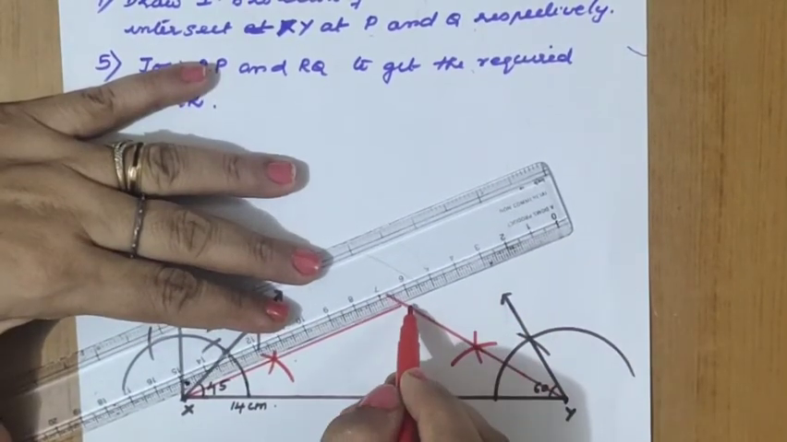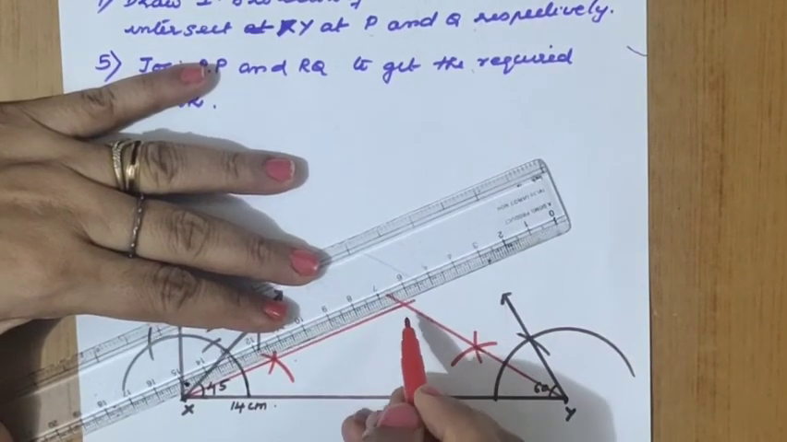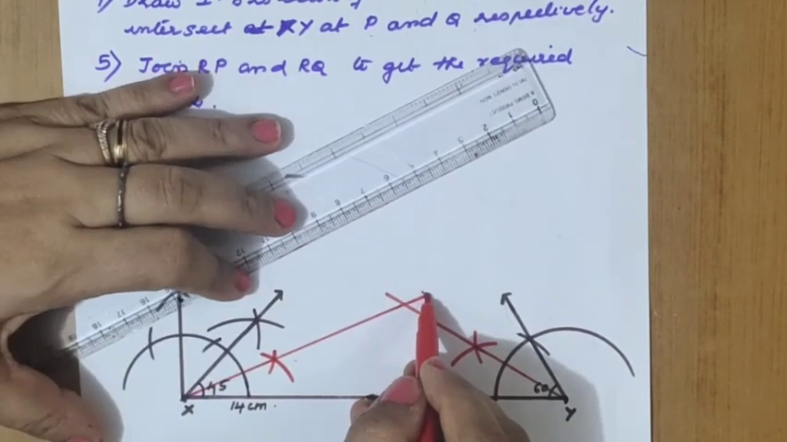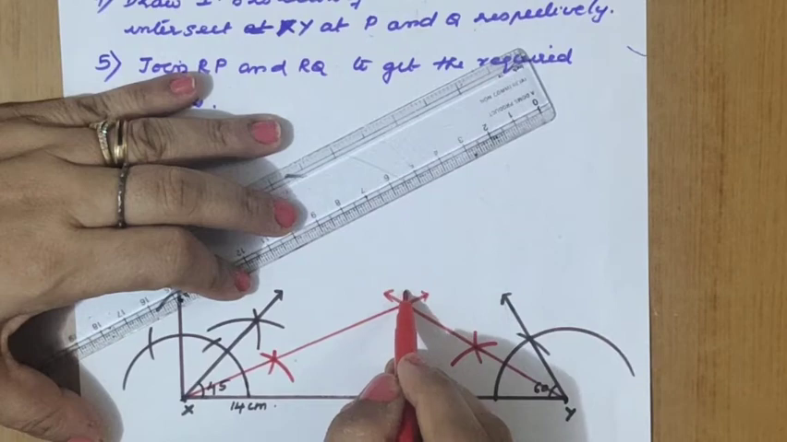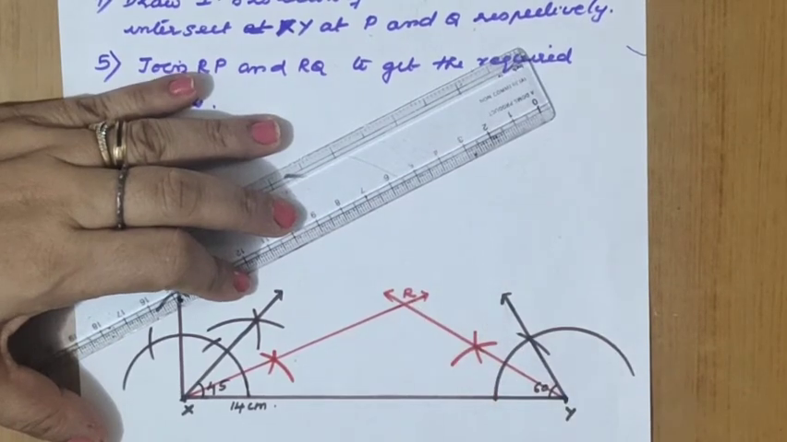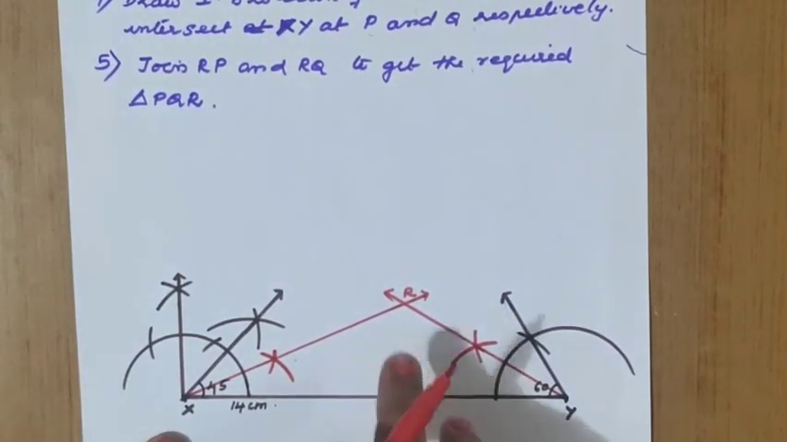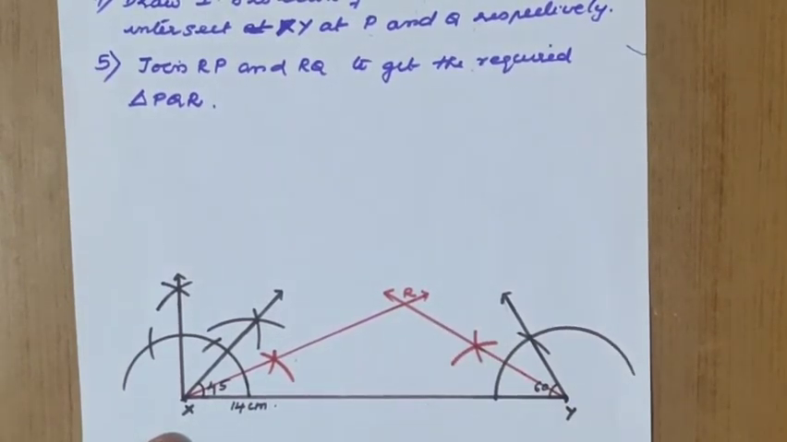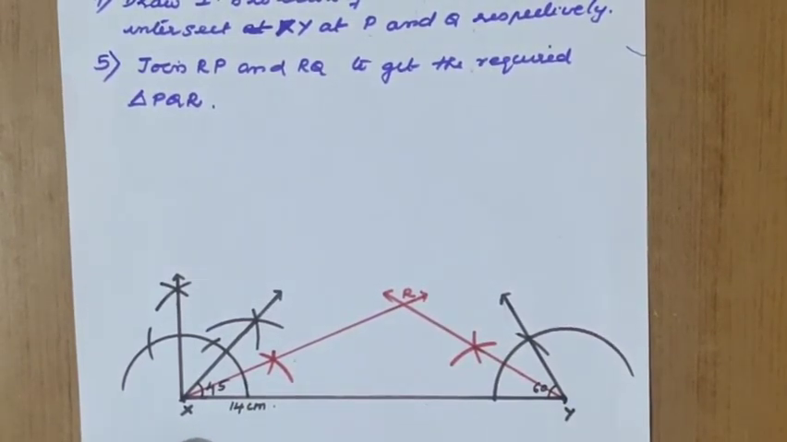So which letters have they used for the base angles? P and Q. So what is the letter to be given for the intersecting point here? R. Now we got XR and YR. We have to draw the perpendicular bisectors, right? We have to draw the perpendicular bisectors of XR and YR.